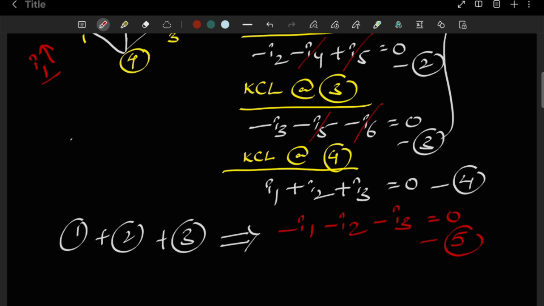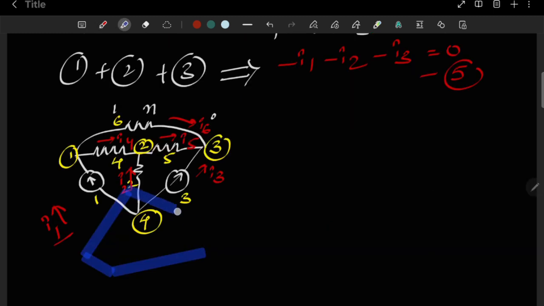Look carefully: the node 4 KCL equation is I1 plus I2 plus I3 is equal to 0. And equation 5, obtained by adding the first three equations applied at nodes 1, 2, 3, gives minus I1, minus I2 and minus I3 is equal to 0. It is nothing but equation 4 multiplied by minus 1. That means from the first three equations, by addition, we got the fourth equation. So there is no requirement of writing the fourth KCL equation at node 4. Three are enough. Why is this happening?